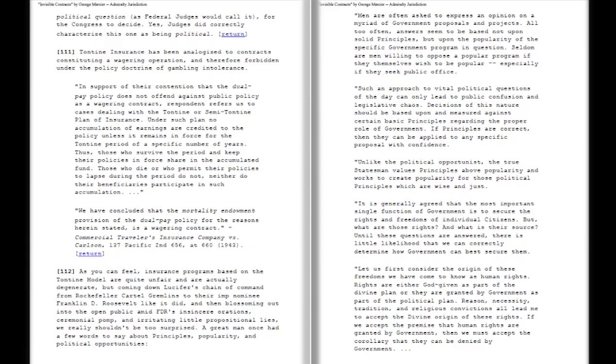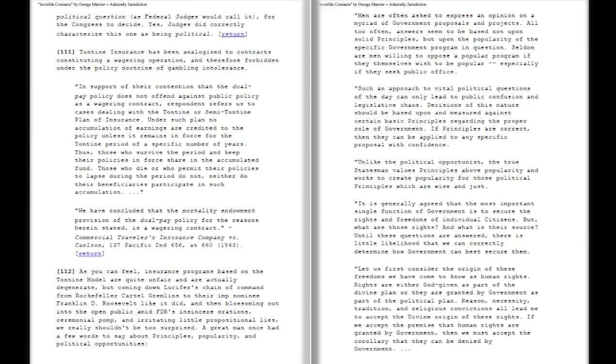Tontine insurance has been analogized to contracts constituting a wagering operation, and therefore forbidden under the policy doctrine of gambling intolerance, in support of their contention that the dual pay policy does not offend against public policy. As a wagering contract, respondent refers us to cases dealing with the tontine or semi-tontine plan of insurance. Under such plan, no accumulation of earnings are credited to the policy unless it remains in force for the tontine period of a specific number of years. Thus, those who survive the period and keep their policies in force share in the accumulated fund.